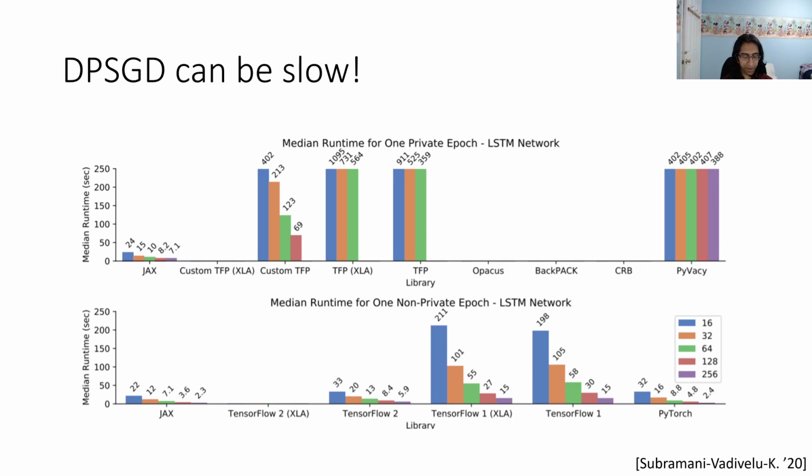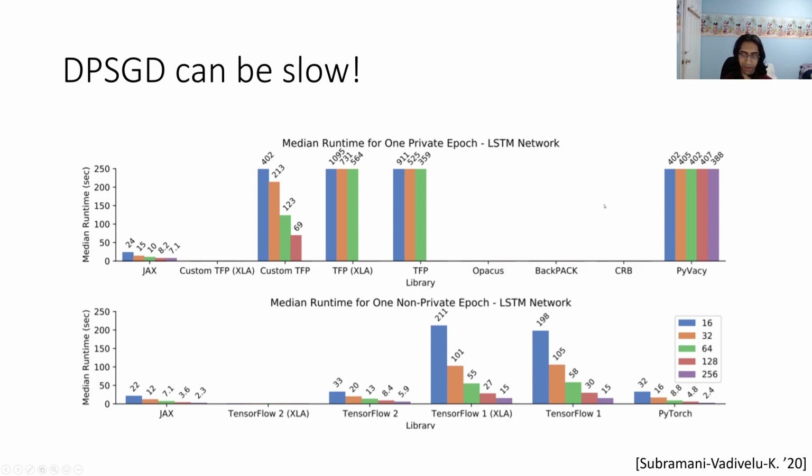For example, you can see some plots here running on an LSTM network, where if you just try to run DPSGD naively, the top are the runtimes under privacy, and the bottom are the runtimes without privacy. And you can see that many of the popular libraries for privacy, say what's known as TensorFlow Privacy, for example, incur large runtime overheads, compared to the non-private runtimes, which are much less.